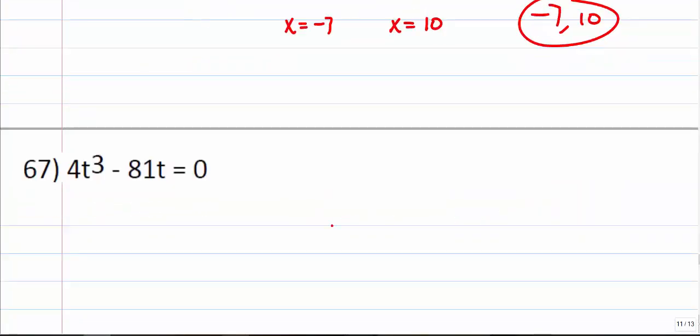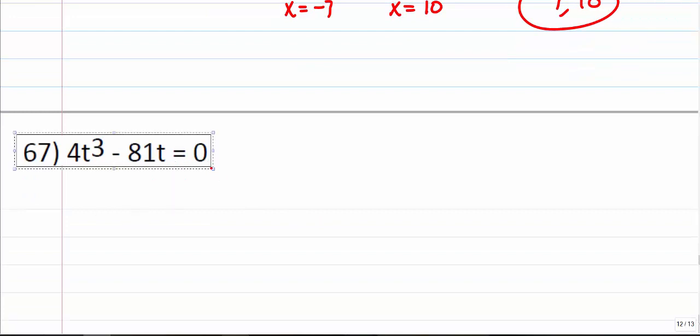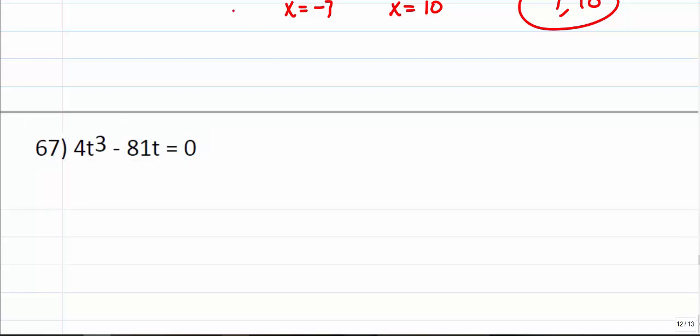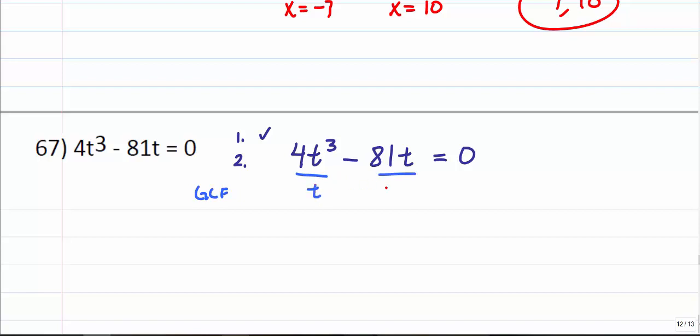Number 67, a little bit challenging, but it's not bad because the first thing I ask myself is GCF, because this is set to 0. So check. Now I'm thinking about factoring. I've got two terms here, so I can definitely do a GCF on this one because both of these have a t. When I factor out the t, I'm left with 4t squared minus 81.